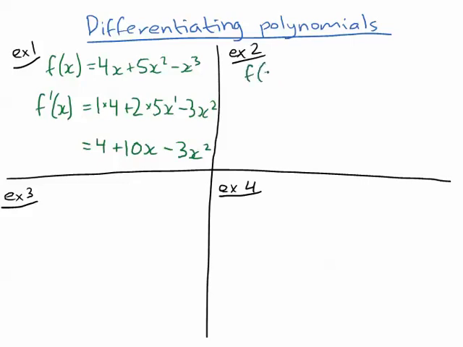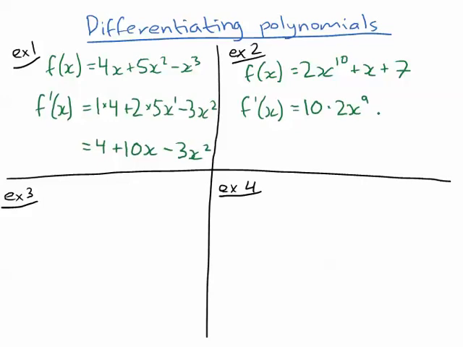So the next one we're going to do is if f of x equals 2x to the power of 10 plus x plus 7. Okay, so let's apply the rule to this one as well. So the 10 comes down in front, and then we're going to multiply by 2x. The power is going to be 10 minus 1, so it's 2x to the power of 9. And x on its own, when you differentiate that, you just get 1.